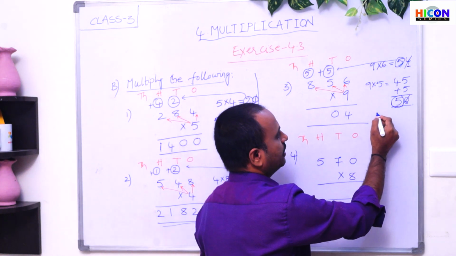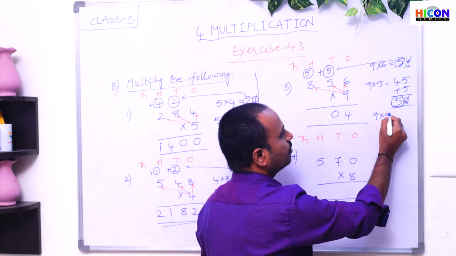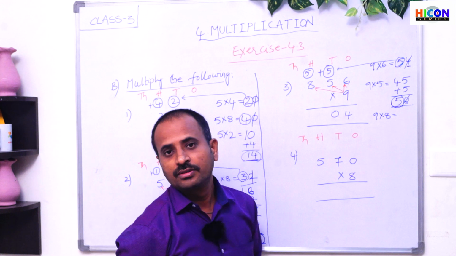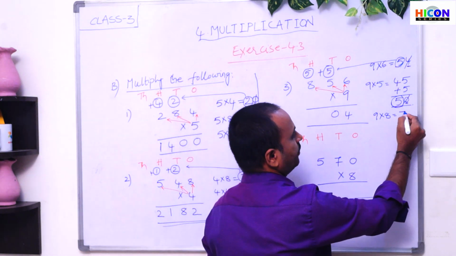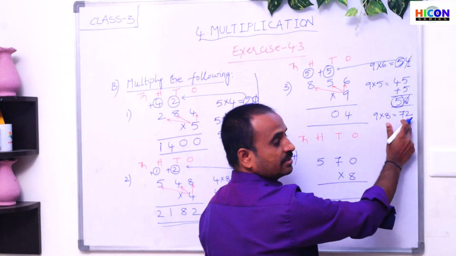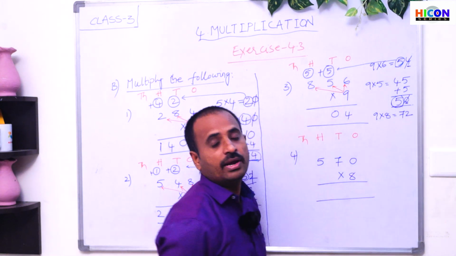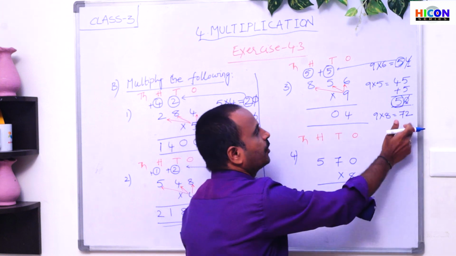So that is 9 into 8. Children, how much? 9 eights are 72. So 9 eights are 72, and the product is 72. And we have to add the carried number to this product.